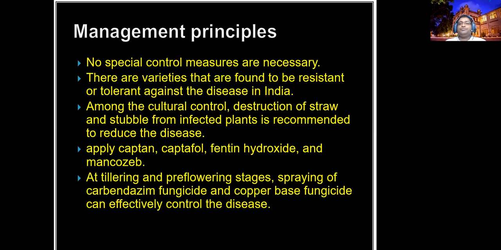And also after the harvesting, you should burn the field. You should burn the field, because otherwise you can expect infections in the next season.